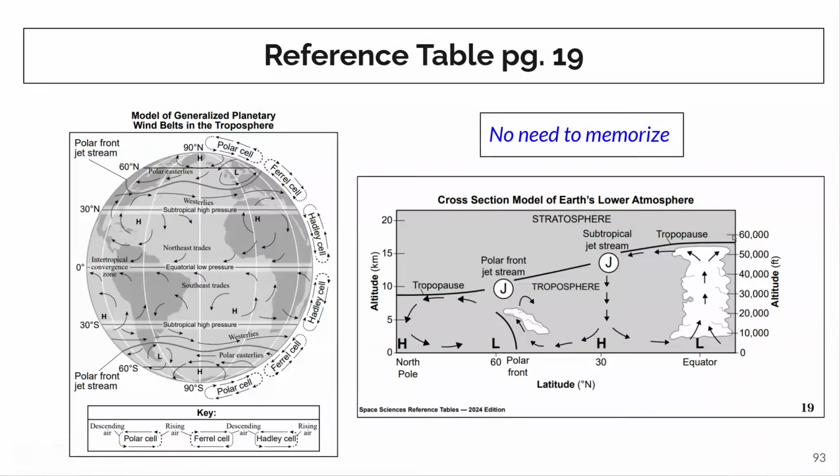It also gives you the altitude, so notice that this is a little higher in altitude, the subtropical jet stream, and the polar jet stream is a little lower in altitude. No need to memorize any of this, but you do need to figure out where to look on your reference table, which is page 19.